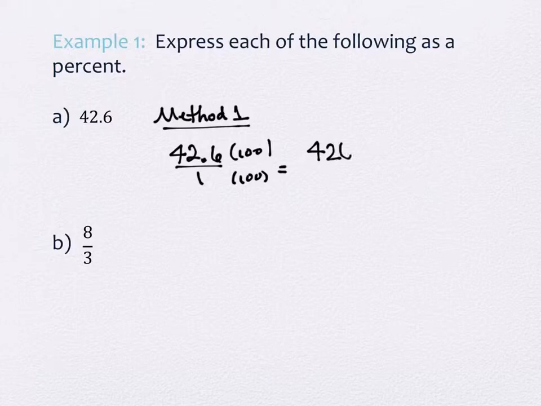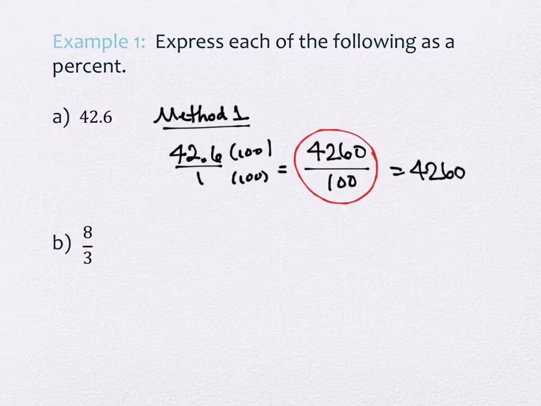I do, 4,260. I have 100 on bottom. And again, the reason I like this form is because it goes back to the definition. The definition said, what is this out of 100? Well, out of 100, it's 4,260. So this is 4,260%, because it's per 100. Percent means per 100. It's almost like you've put units on there, right? The unit is a percent sign, but it's really just an expression that means per 100.